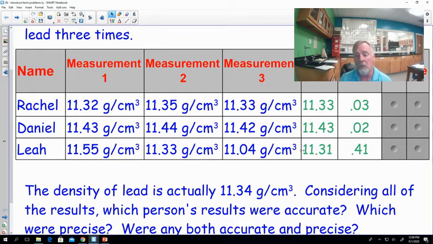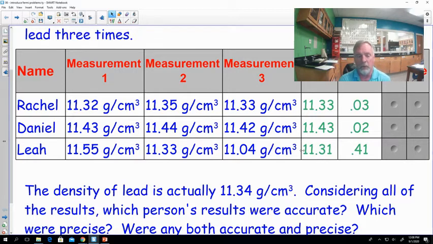What I want to do is take the average, because that's what we're going to compare to the actual value. So we think the actual value of the density of lead is 11.34. If we look at Rachel, she got 11.33. She's pretty accurate. She was pretty doggone close, right? Daniel, a little bit off, right? Instead of 11.34, he got 11.43. And Leah is more accurate than Daniel, right? But not quite as accurate as Rachel.